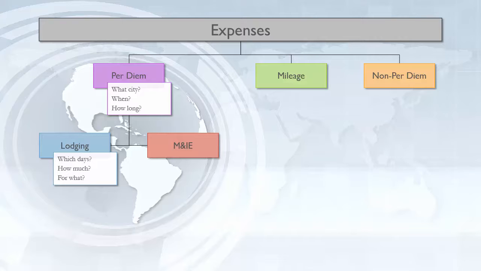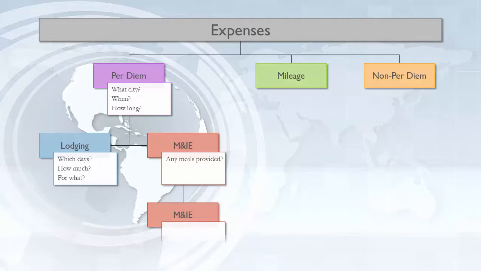The M&IE per diem rate is a total of separate breakfast, lunch, dinner, and incidental rates, so determining allowable M&IE requires a two-step process. First, the system needs to know if any meals were furnished, so that the appropriate meal rate can be removed from the total allowable M&IE. Then, you will need to specify which days were actually business-related, so that you can claim the proper M&IE reimbursement.